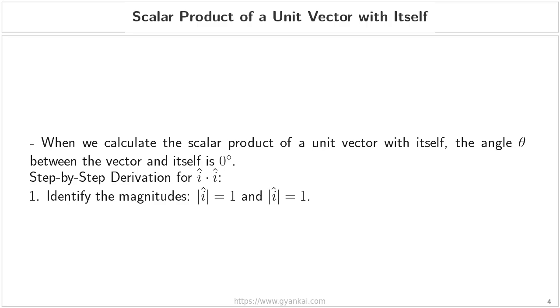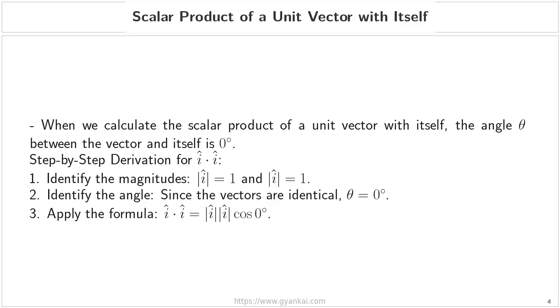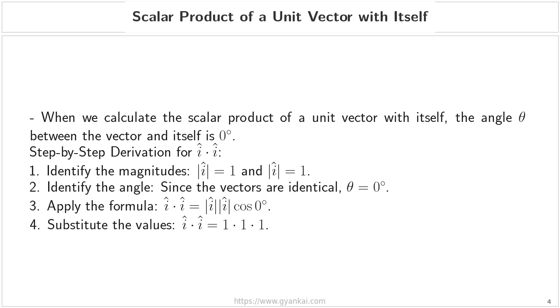First, we identify the magnitudes. As we learned in the previous slide, because these are standard unit vectors, the magnitude of i hat is 1, and the magnitude of the second i hat is also 1. Second, we identify the angle. Since the two vectors are identical, the angle theta is 0 degrees. Third, we apply our general formula. i hat dot i hat equals the magnitude of i hat times the magnitude of i hat times the cosine of theta.